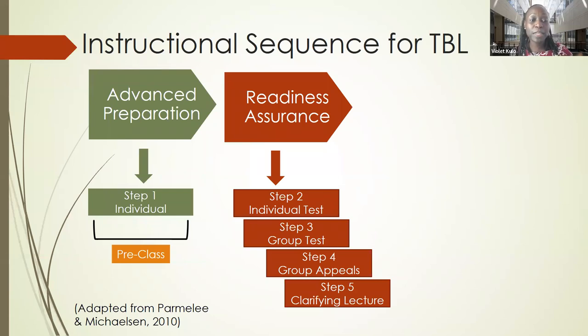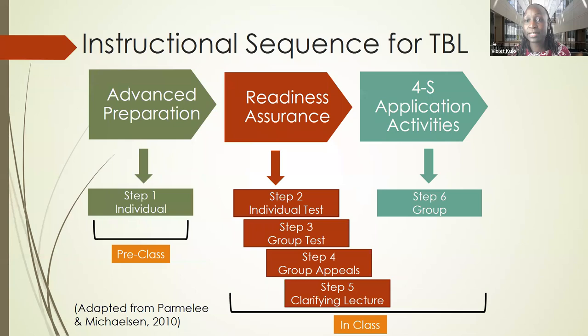Then in step 4, the groups have the opportunity to write appeals for their answers to questions they got wrong. The students have to make valid arguments and cite evidence from the pre-work. Then the instructor gives a very short and very targeted lecture to clarify any misunderstandings or address any gaps that became apparent during the team test. Then in step 6, groups complete 4S application activities in which they apply what they learn to authentic problems or case scenarios. We will discuss what the 4S stands for in a few minutes. This instructional activity sequence can be repeated 5 to 7 times per course, per semester.